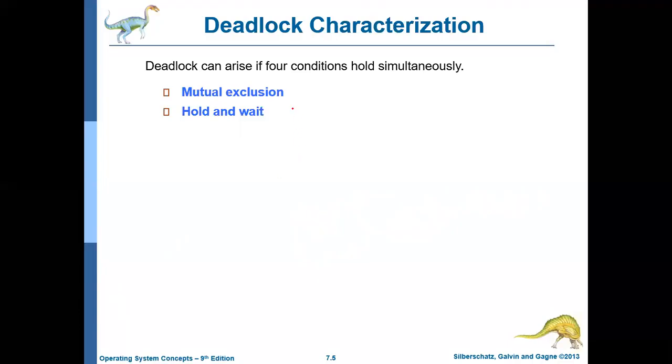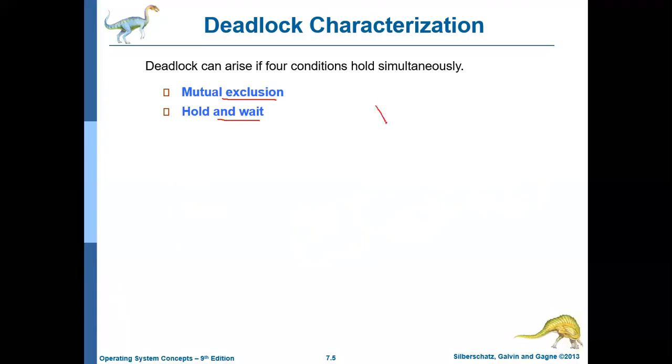So if mutual exclusion is there, that is, one process is using the resource and other processes are waiting, that is called mutual exclusion. One process is using the shared resource and other processes are waiting. If mutual exclusion is in place, then there is a chance for deadlock. The second is hold and wait.